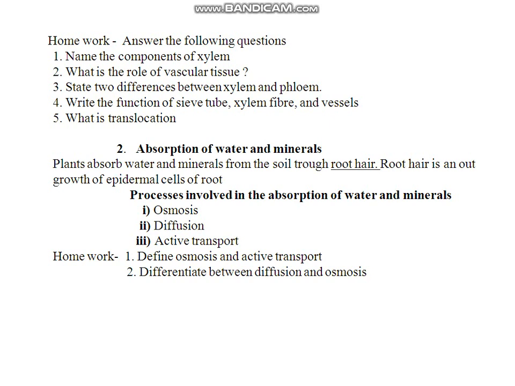Then third number, state 2 differences between xylem and phloem. It is also given in the book very nicely. You can write the answer from the book, or you can write from here, which things are transported by xylem and phloem, and whether they conduct in the upward direction or in both directions. You should write the answer in this way. Then number 4, write the function of sieve tube, xylem fiber and vessels. All the answers are given very nicely in the book. You can take help from the book.